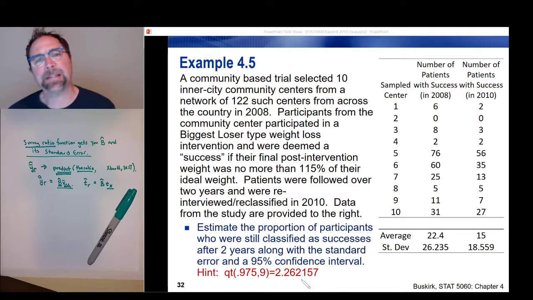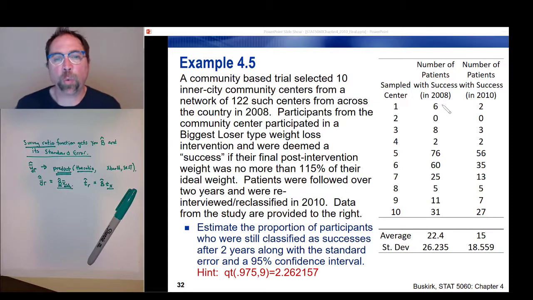Now, why is this a setup for ratio estimation? You might be thinking the same thing. And clearly, it's possible that you could calculate the ratio of successes for each center. So the first center had 2 out of 6 were still classified as success. Second center, you can't compute that measure. Third center would be 3 out of 8. Fourth center would be 2 out of 2.